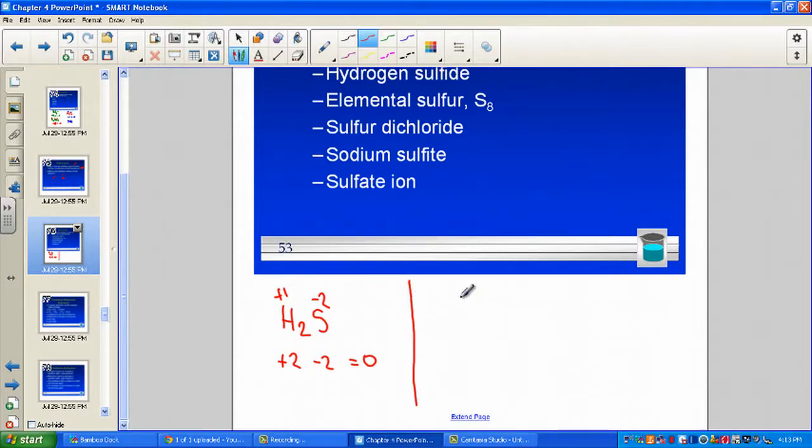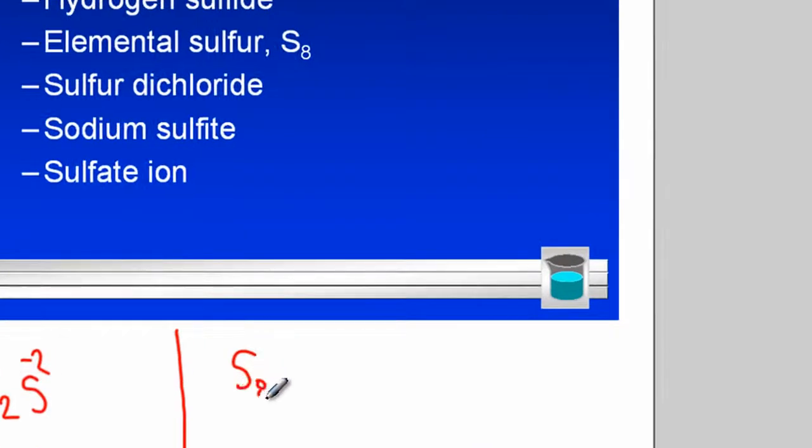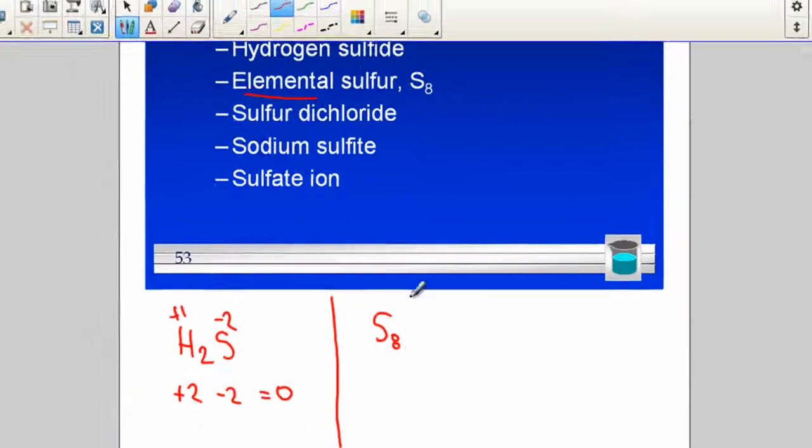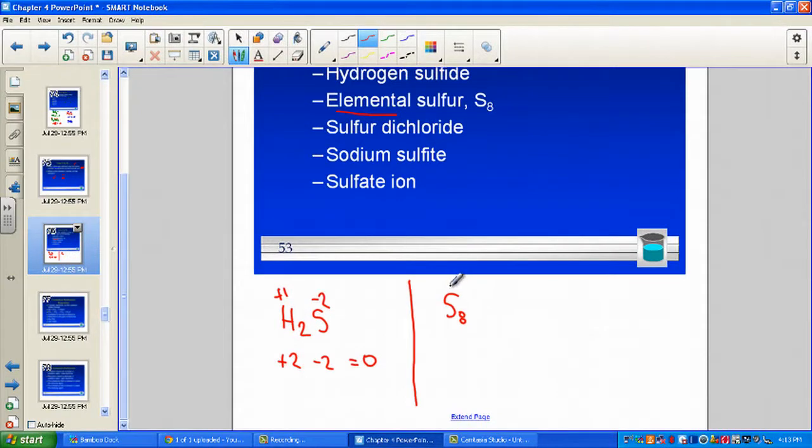Elemental sulfur, S8. This is commonly called flowers of sulfur. Well, here's the big key word right here, elemental sulfur. The way we find sulfur in nature, it's assigned a 0. Any element found in its natural state has an oxidation number of 0.